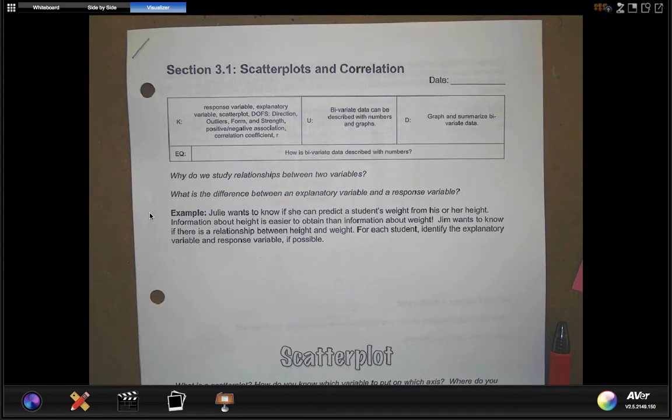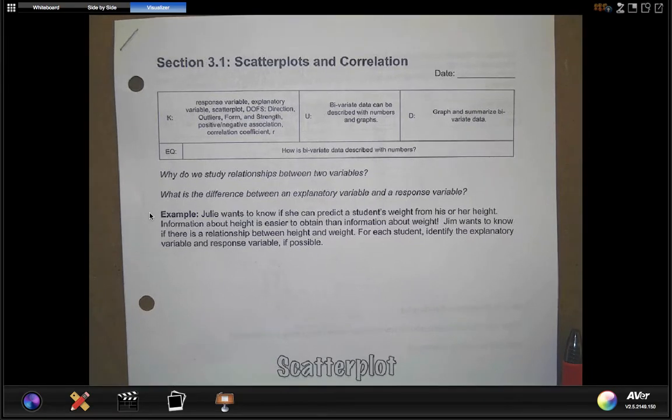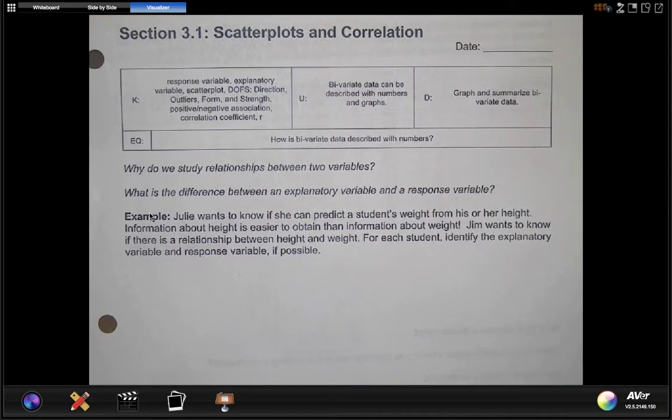So why do we study relationships between two variables? We like to be able to make predictions, explain phenomenons, so just try to explain things. What's the difference between an explanatory variable and a response variable? We talked about this a little bit in chapter 4. So an explanatory variable is your one that is explaining. The response variable is the one, the outcome of the study. So the explanatory variable is explaining the response or influencing the response.